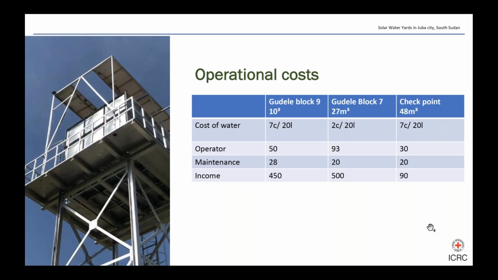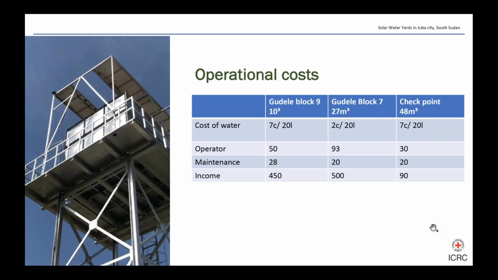So the rate of return on investment will be 11 and a half years. However, if the management system becomes more efficient and they collect $1 from the 700 families who benefit from the solar yard, the rate of return will be reduced to 8 years.